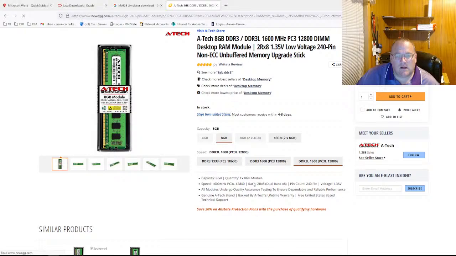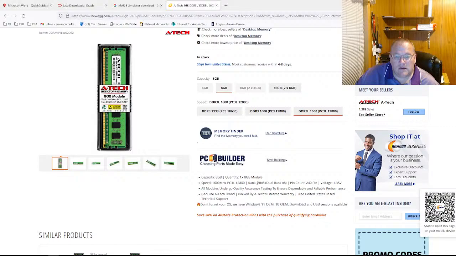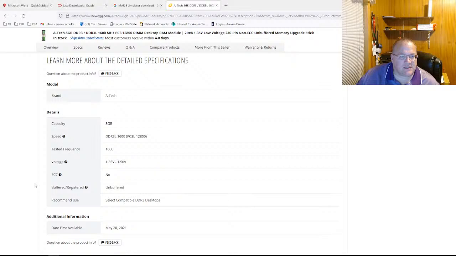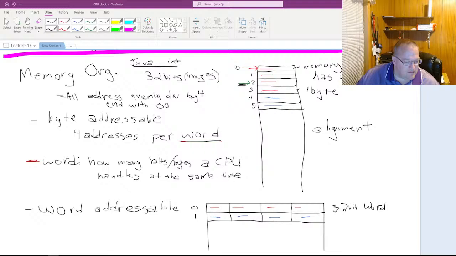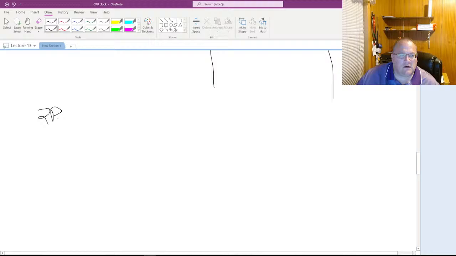Talking about, yes, okay, right here. This rank, 2Rx8. What does that mean? Let's go down and look at specs and see if we can find that 2R. The specs here are worse than the one up there. That's interesting. Speed. Rank. Okay. Pin count. That's actually useful too. Okay. What does that mean? 2R times 8.